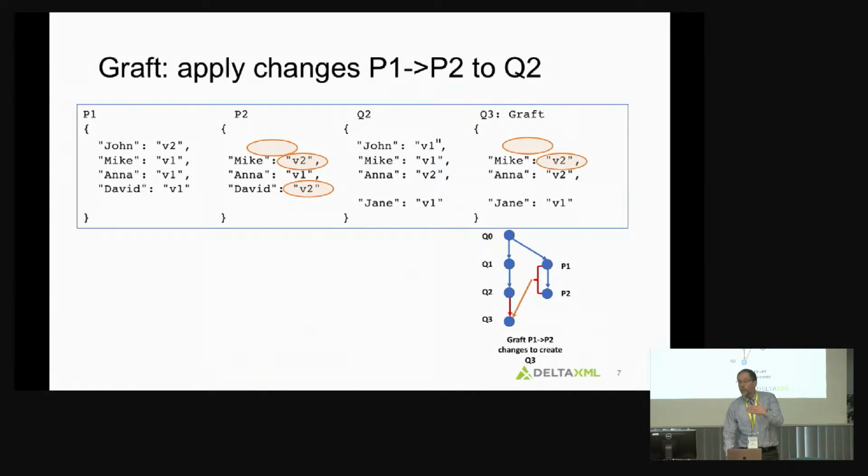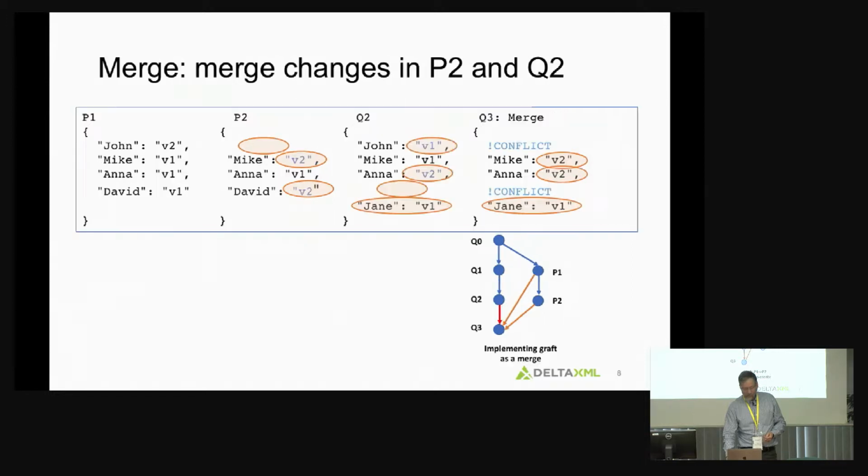So that's what we're trying to achieve. That seems intuitively what we want when we do that cherry pick. So what happens if we do a merge? Merge is much more symmetrical than graft. So here we've got the changes that we saw before between P1 and P2, but we're also considering the changes between P1 and Q2. So now we've got a bit of a problem because John's been deleted in P2, but changed, apparently, in Q2. So that's a conflict. We don't know what we can do with that. And similarly, we have another conflict down here with David because David has been changed here and apparently deleted in Q1. So we get a conflict.